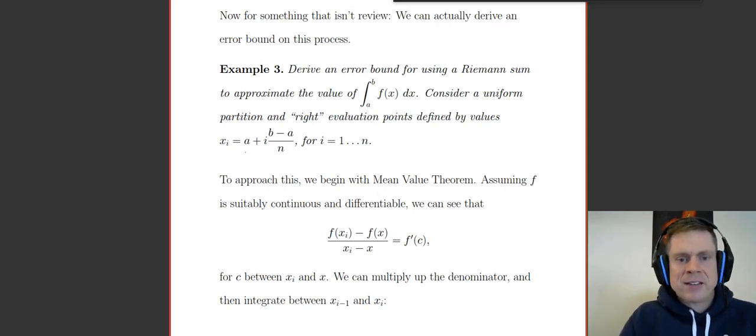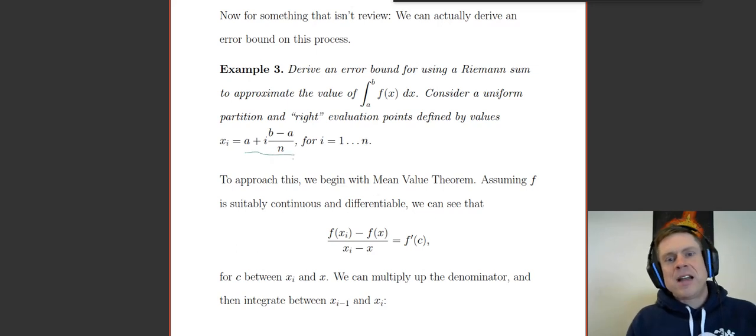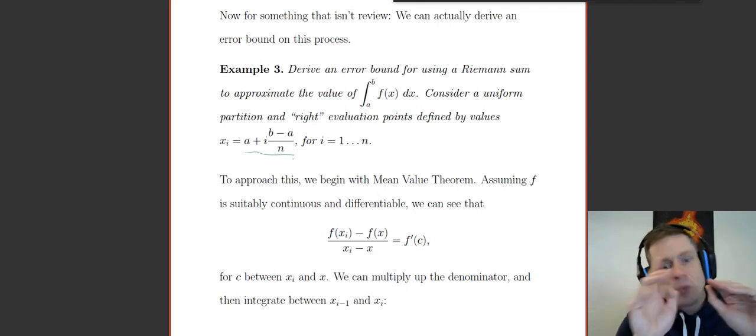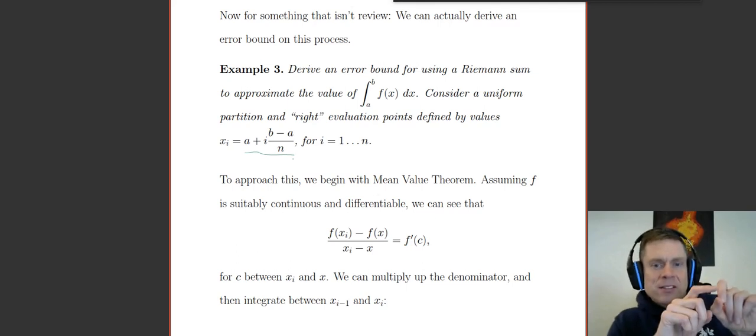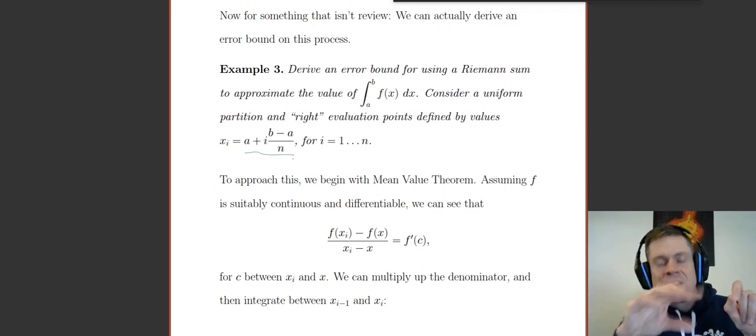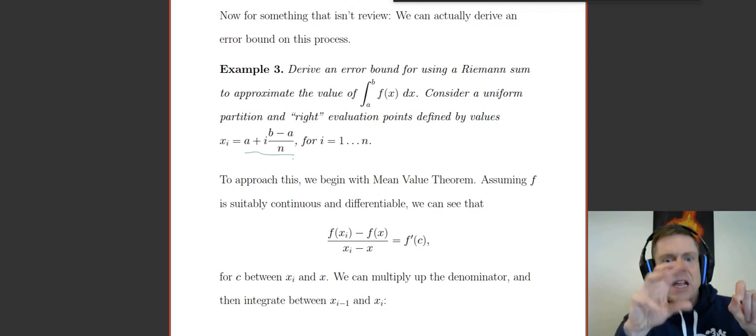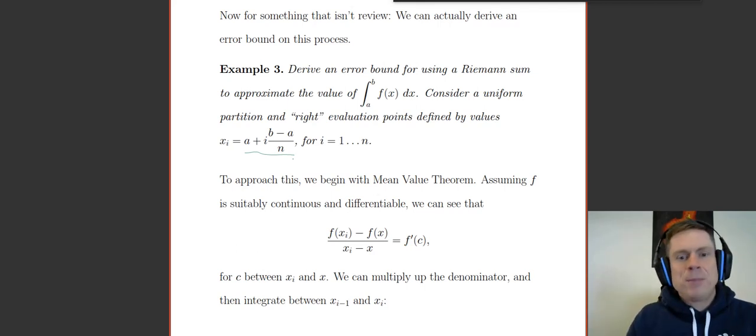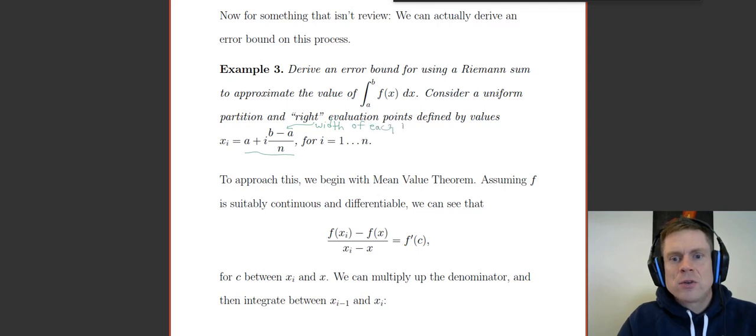I have x_i equals a plus i times (b minus a) over n, for i equals 1 to n. Think about this. If I have i equals 1, that's going to give me a plus a single (b minus a) over n. A little bit, right? And the (b minus a) over n itself is nothing more than the whole domain divided by the number of rectangles. This is just the width of each rectangle.